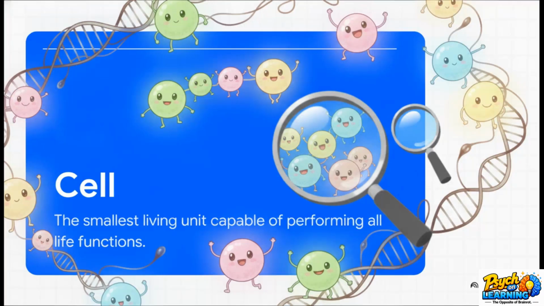Okay, let's dive into this by meeting our very first character. Say hello to this cheerful little cell. Now, a cell is the lowest level of cellular organization. Basically, that just means it's the absolute smallest living unit capable of performing all the functions of life. Every single living organism you've ever seen is made up of these tiny, hard-working cells.